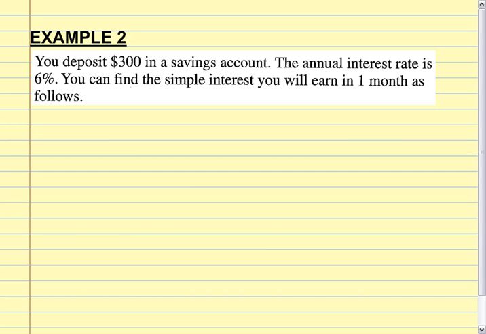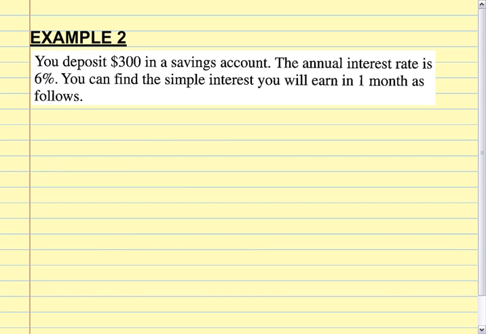Now let me tell you something. There is no bank in this country that will give you 6% for your money. That's a lot, okay? If there was a bank that did that, I would put all my money in that bank and let them pay me 6%, okay? Because that's a pretty good rate of return, all right? But they're just doing that for our problem here. Okay, so that's our rate.